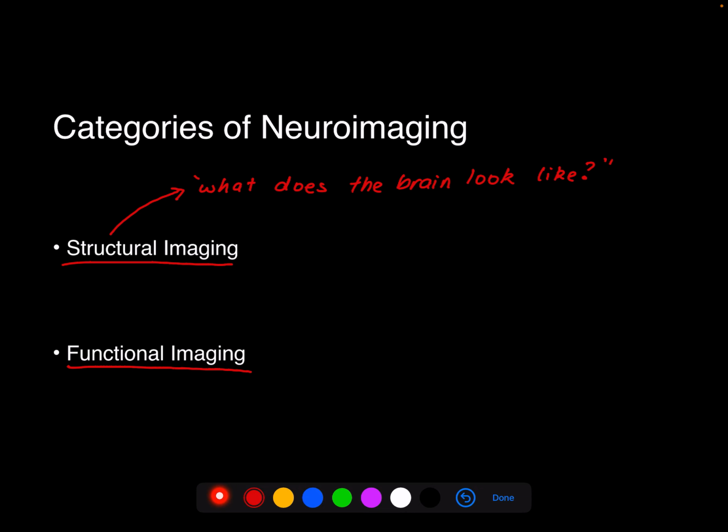This can help us answer questions in terms of anatomy. So what is the actual structure of what we're looking at? Physical pathology. So is there any physical damage to the brain? And also physical injury.